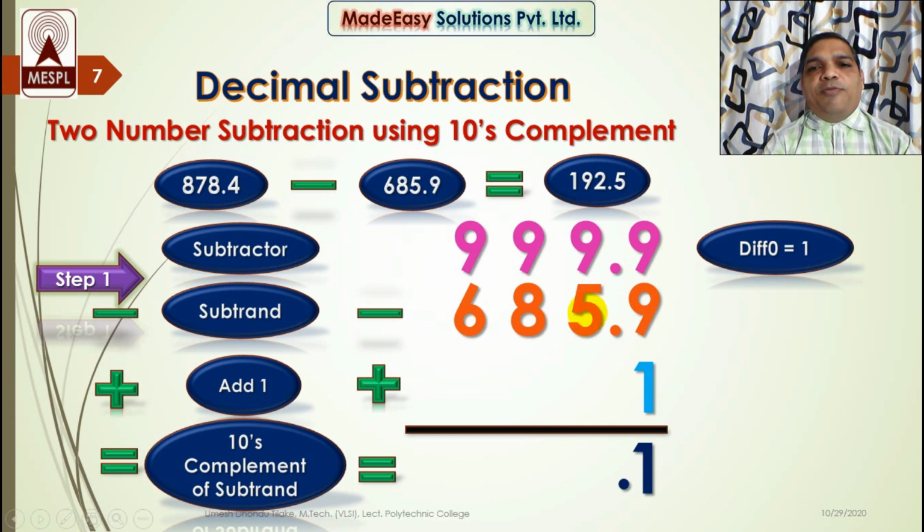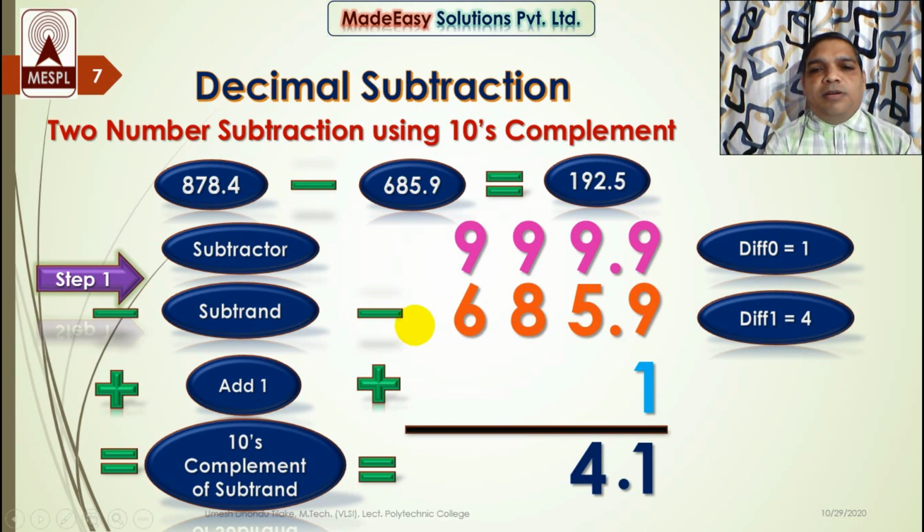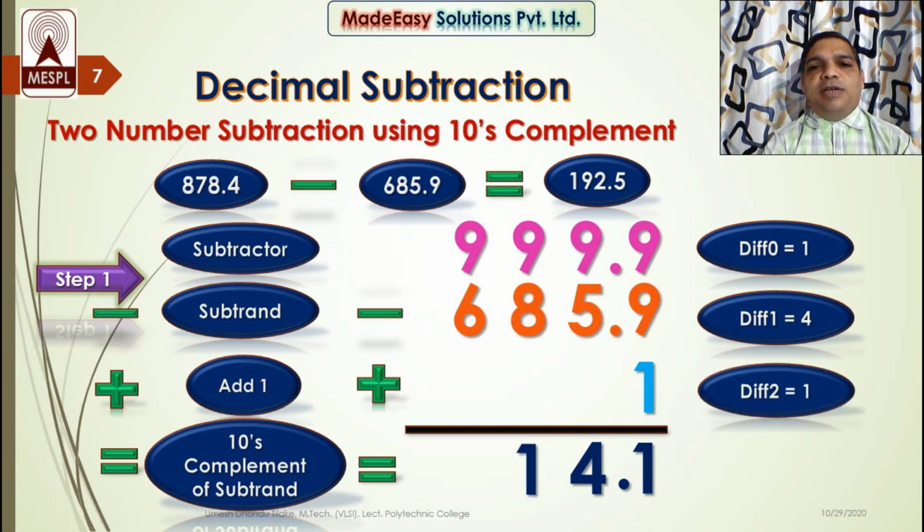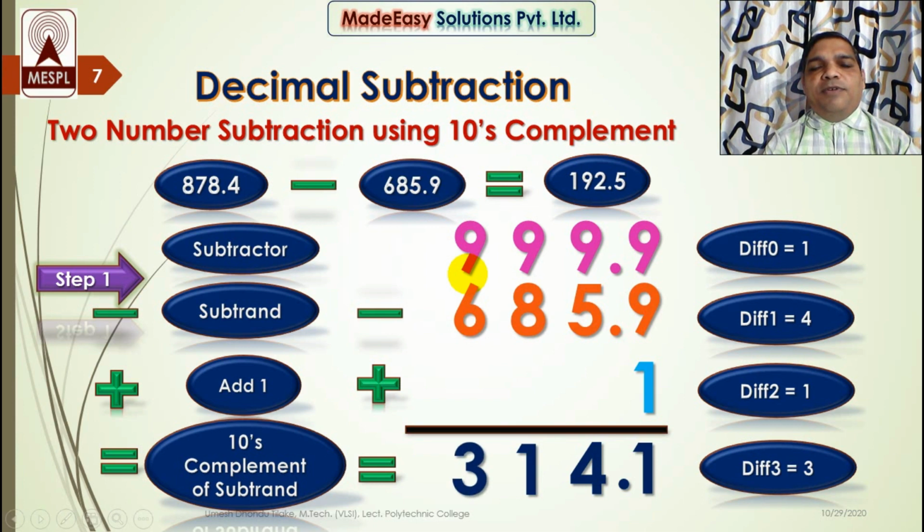Now subtract 5 from 9. I will get the difference 4 and I will put the difference over here. Now subtract 8 from 9. I will get 1 as a difference and I will put the difference over here. Now subtract the MSDs. Subtract 6 from 9. I will get 3 over here and I will put the difference over here.